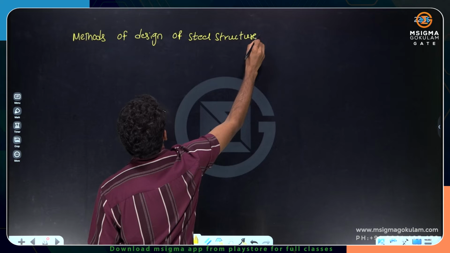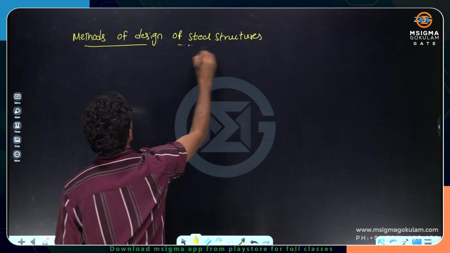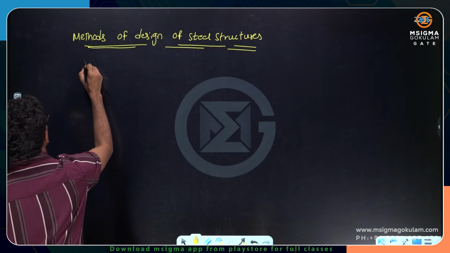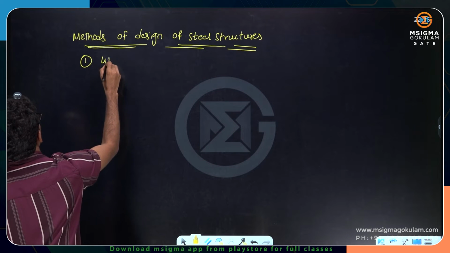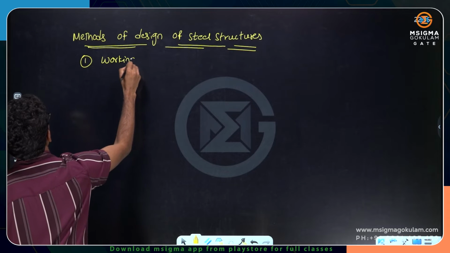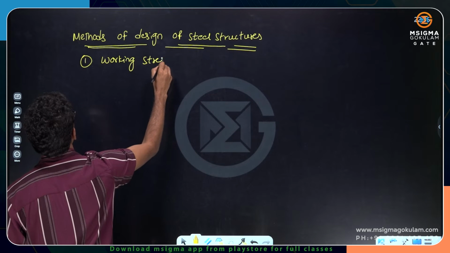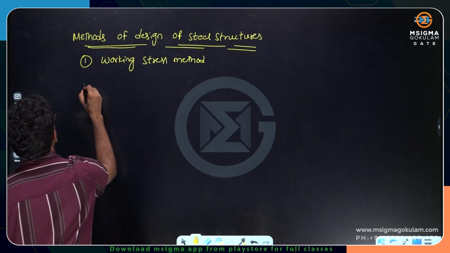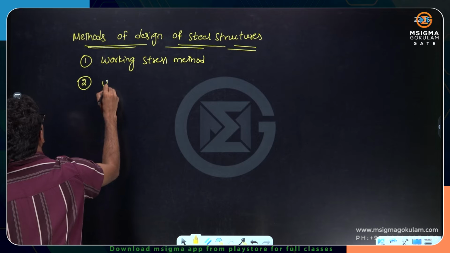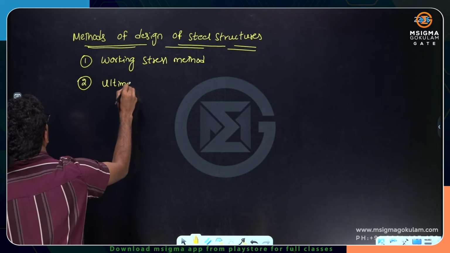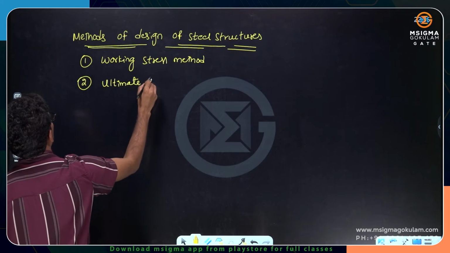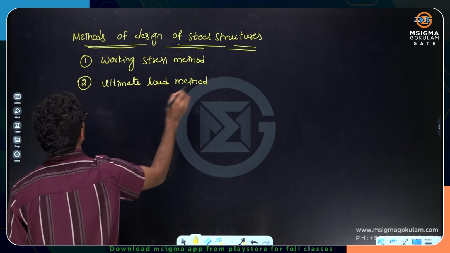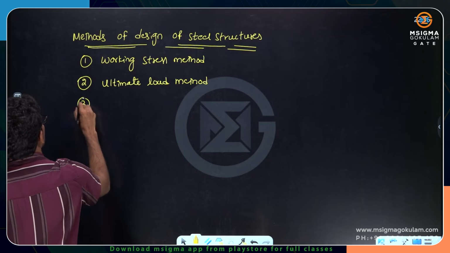What are the methods available for design of steel structures? There are basically three methods available. One is the working stress method. It's very important. Earlier we used this method, the working stress method. The second one is the ultimate load method. And the third one is what we call limit state design.